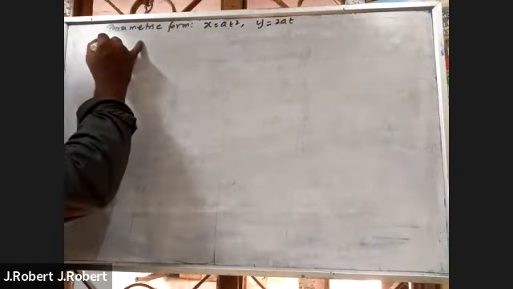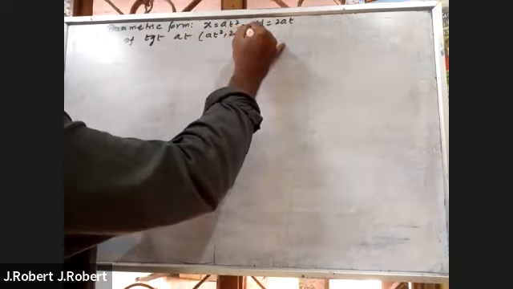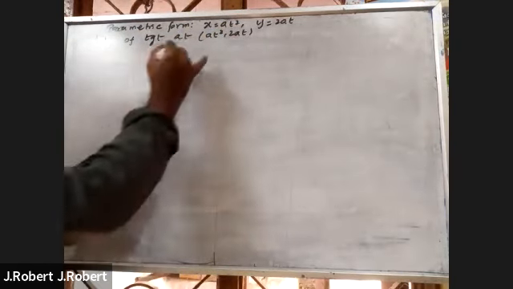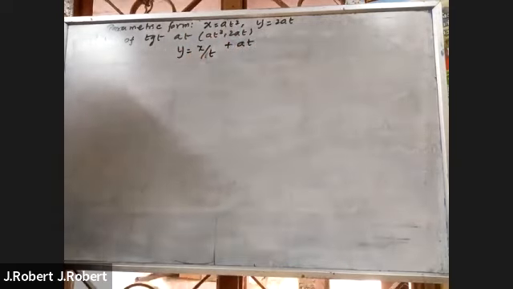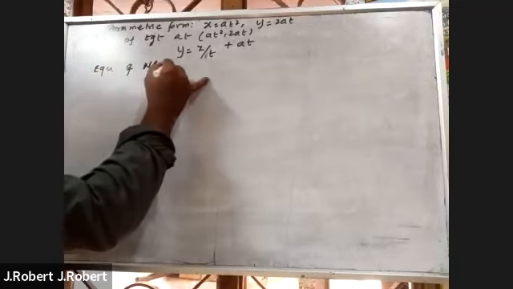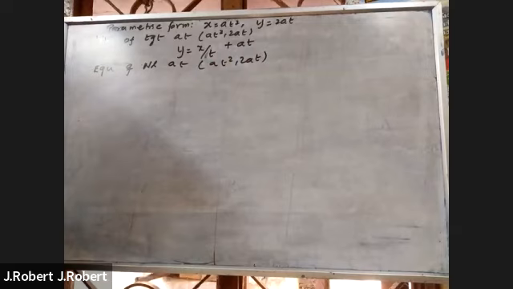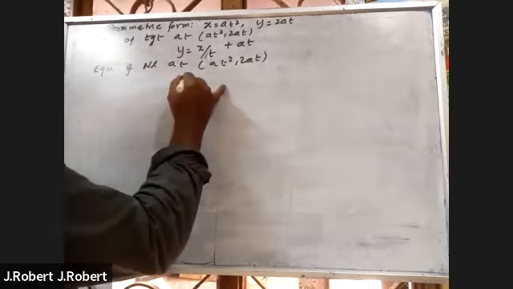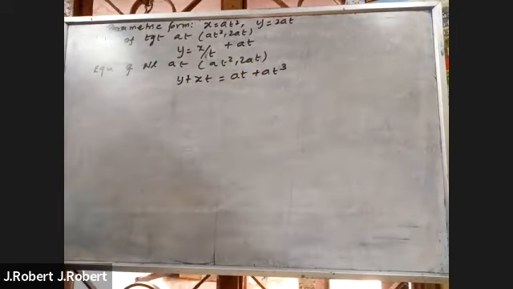Equation of tangent at (at squared, 2at): y equals x by t plus at. The second one, equation of normal at (at squared, 2at): y plus xt equals 2at plus at cubed.